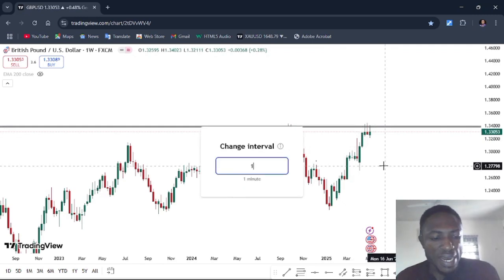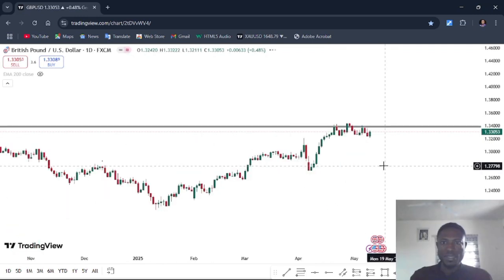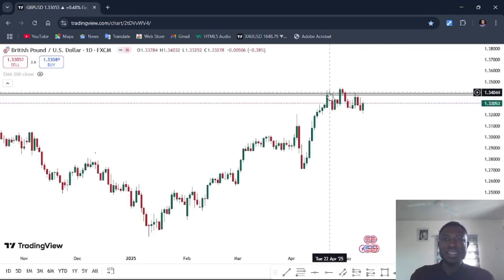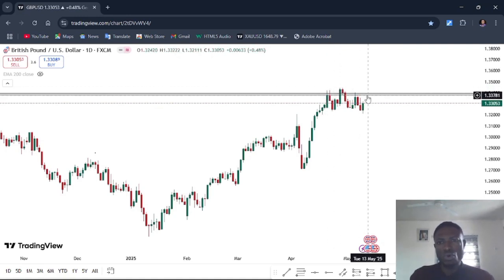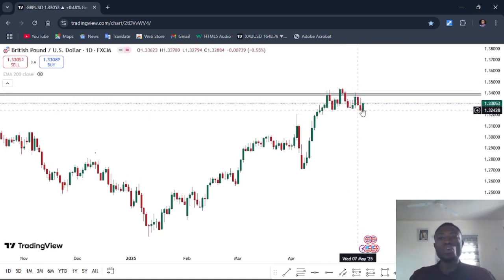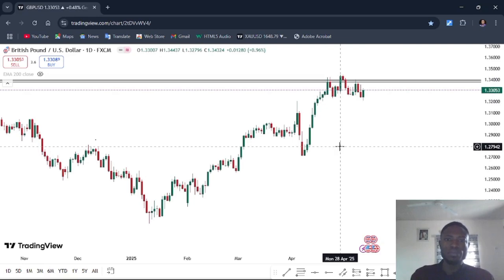It's simple. I will go down to my daily time frame, and on the daily time frame, you can see that price has put in, should I call this a head and shoulder pattern, or a triple top? Whatever you call it, you can see that price tested this zone and dropped, tested it again and dropped, tested it and dropped, and this is on a daily time frame.